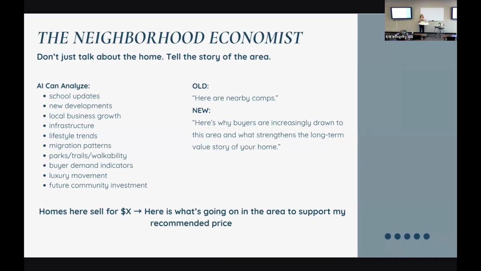Okay, so the second way that you can incorporate AI into your listing presentations is by leveling up how you become the local neighborhood economist. Everyone has a portion of this in their listing presentation, whether it's doing a CMA, recommending a price, pulling comps. This is a different variation of it, so you're not just saying, here are nearby comps, this is why we're pricing your house like this. It gives it more of a story. You're not just focusing on the pricing of the houses, you're looking at the city in general, because that has an impact on the pricing.